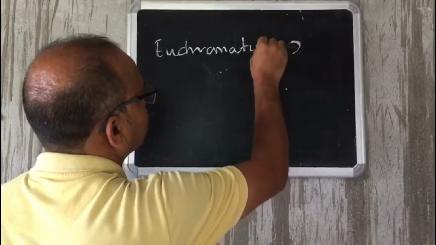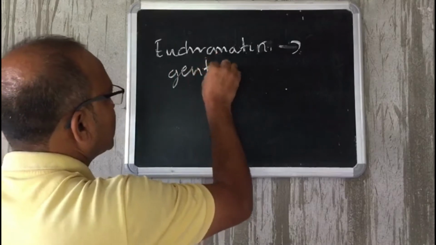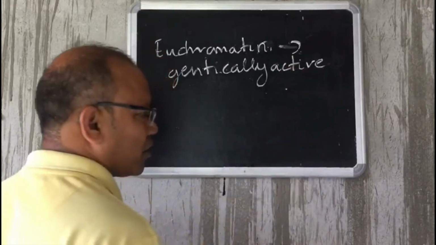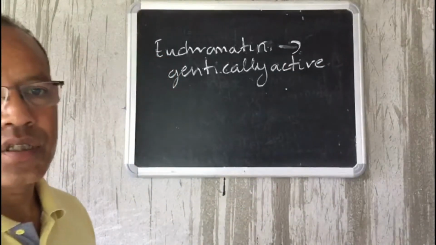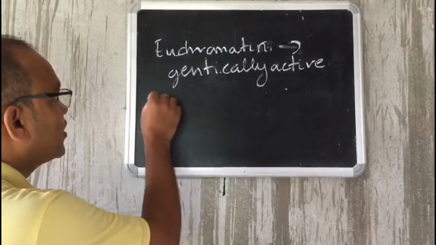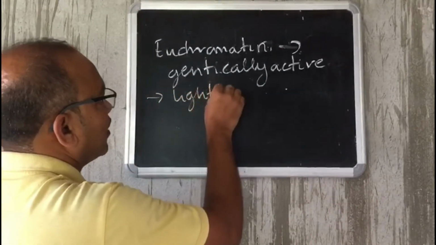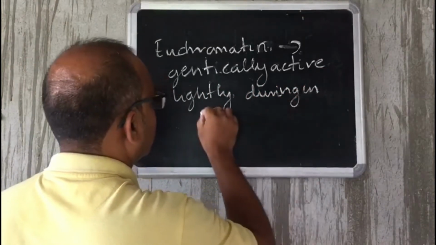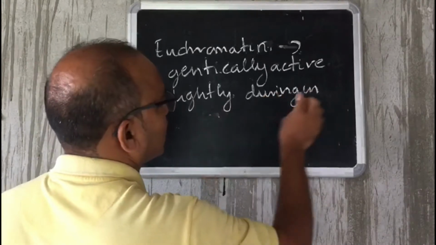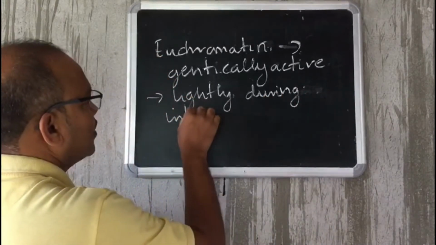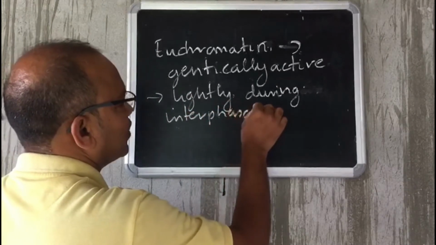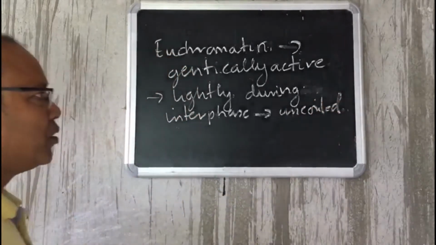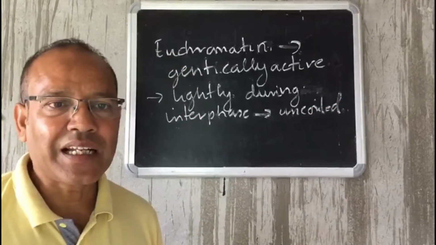Euchromatin is the genetically active part of the chromosome. It is stained lightly during interphase, and it remains uncoiled. They remain uncoiled during interphase and they are lightly stained.